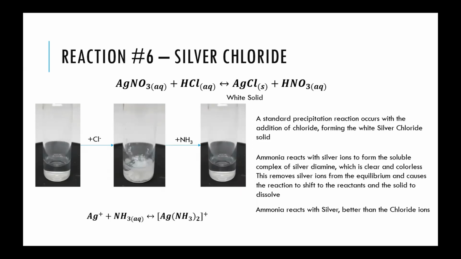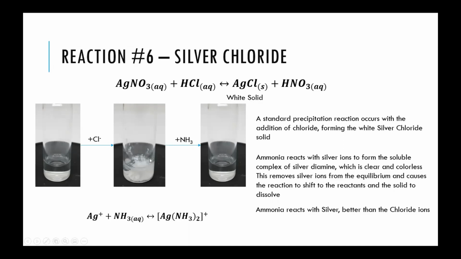The last reaction looks at the formation of silver chloride. Silver chloride is a very insoluble salt, and this is the reaction of aqueous silver nitrate and hydrochloric acid, producing this bright white silver chloride salt. Silver is a transition metal, and transition metals really have a tendency to combine with ammonia.